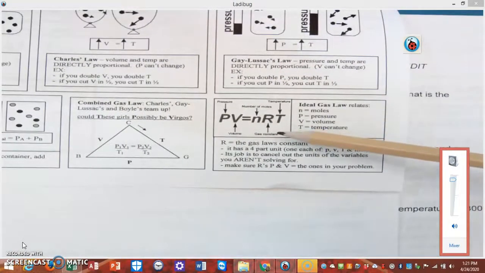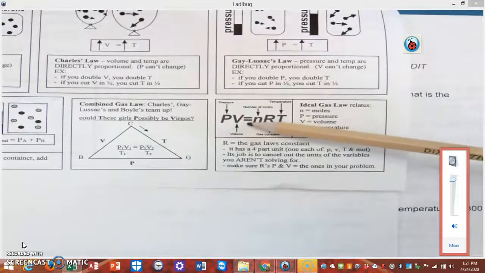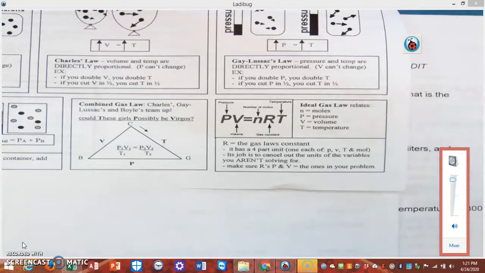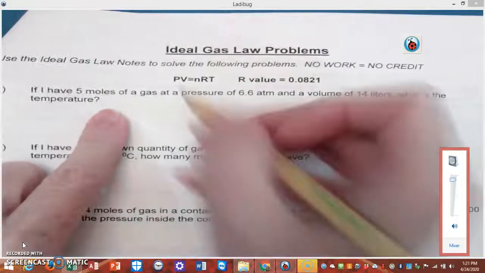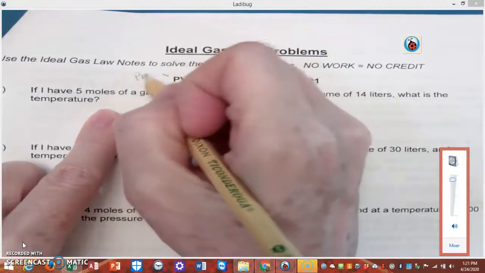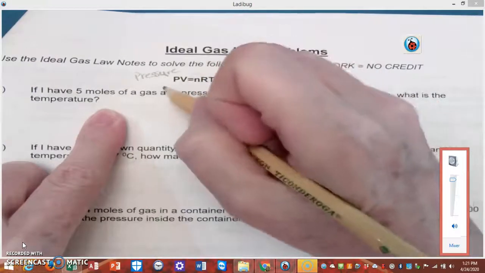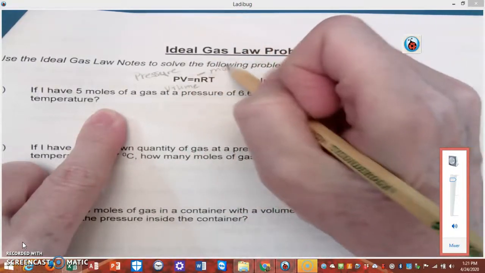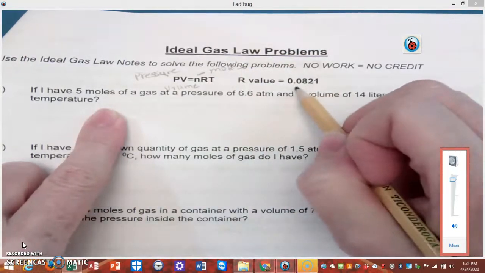Here it is. And what's it telling you? It says pressure times volume equals number of moles times our gas constant times our temperature. Okay? So, let's go. We got pressure. We have volume. N is moles. We found that out in Avogadro's law. R, here's our R value.